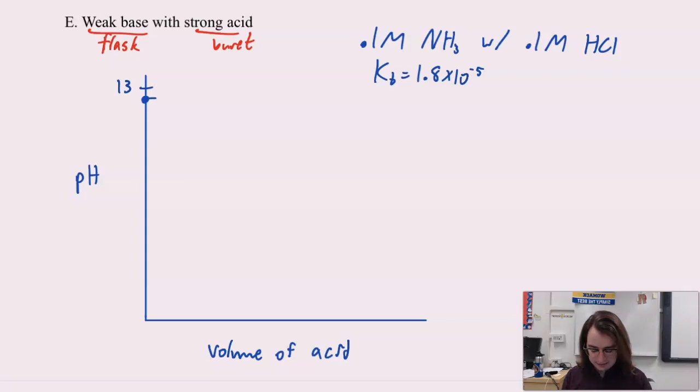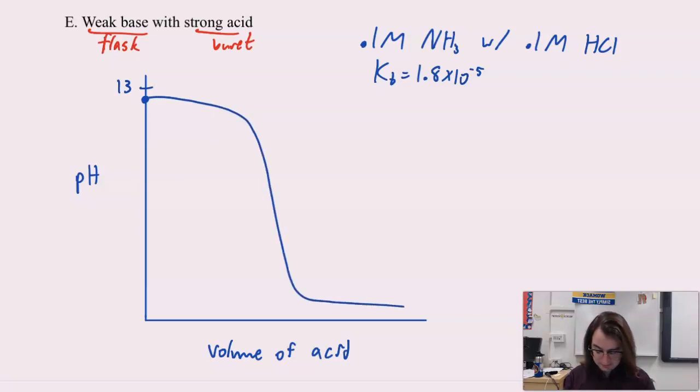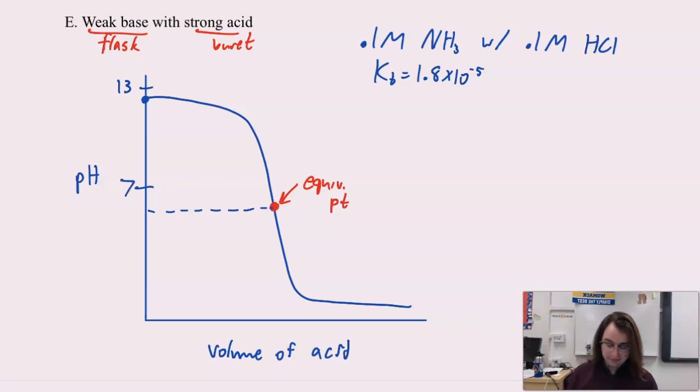This time we're going to have a steady decline, and then a big drop, and then down like this. So in this situation, let's say that our equivalence point is somewhere around here. This is the equivalence point. And we would notice that the equivalence point is at some point below 7. So why do you think that might be?